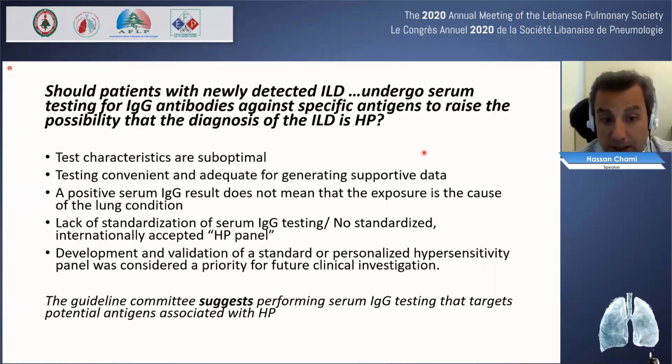There's also a lack of standardization of the serum immunoglobulin testing. There's not an internationally accepted HP panel. Each institution has its panel, each area. In Spain, you have different panels than what you have in Mayo Clinic, for example, and so forth. But they emphasized that the development and validation of a standard or personalized hypersensitivity panel should be a priority for future clinical investigation. And at the voting, the guideline committee at the end suggested to perform the serum immunoglobulin testing that targets potential antigens associated with HP. So this was a suggestion.